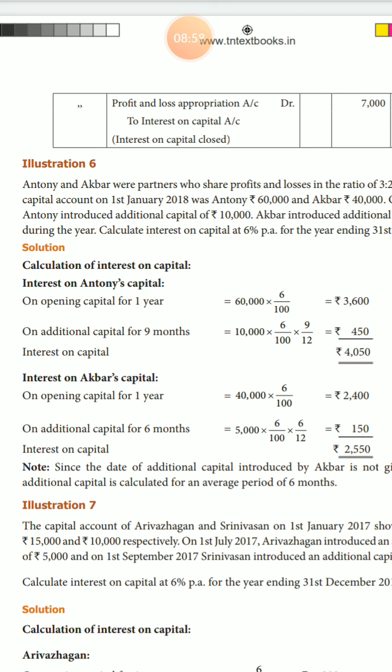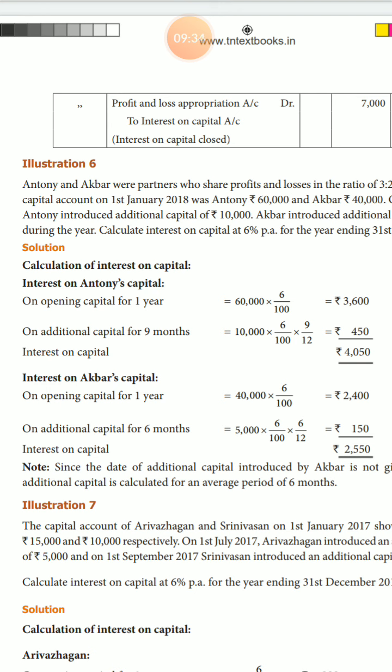The additional capital is how much? Akbar introduced it in April. January is the opening, where you introduce the initial capital of 60,000. After the 4th month you introduce additional capital. April means April, May, June, July, August, September, October, November, December. How many months? 9 months.